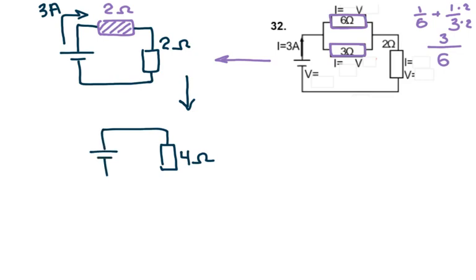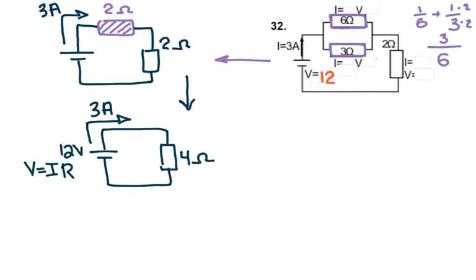And then I have the battery, and the current is 3 amps that is given. So then I can calculate the voltage is equal to I times R, and that will give me 12 volts. So now I know that the voltage is 12 volt, and the current right here is 3 amp.